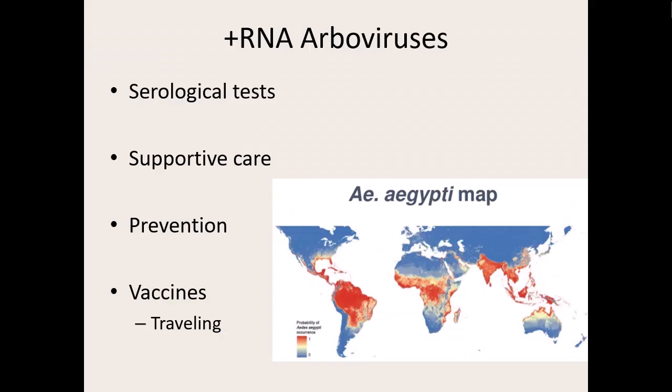Now, most arboviruses, how we test for them is we use some type of ELISA, some type of serological test, but we really don't have any treatment. It's all supportive care. We don't have a lot of viral treatments. It's not like antibiotics for bacteria. It's make them comfortable. If they've got a fever, give them anti-fevers. Your best bet is prevention.